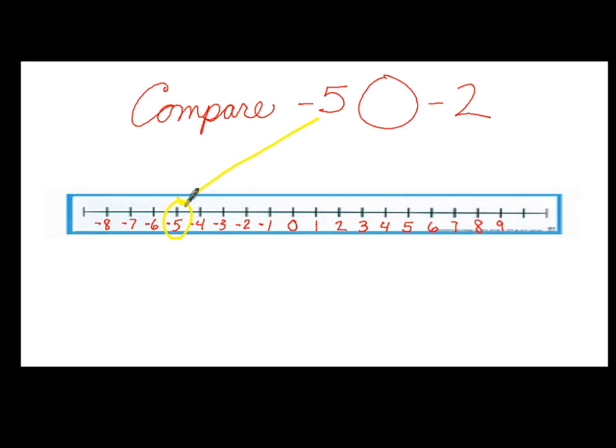negative 5 and negative 2, we can see that negative 5 is further to the left on our number line, and numbers that are further to the left are less than numbers to the right. So in this case, negative 5 is less than negative 2.